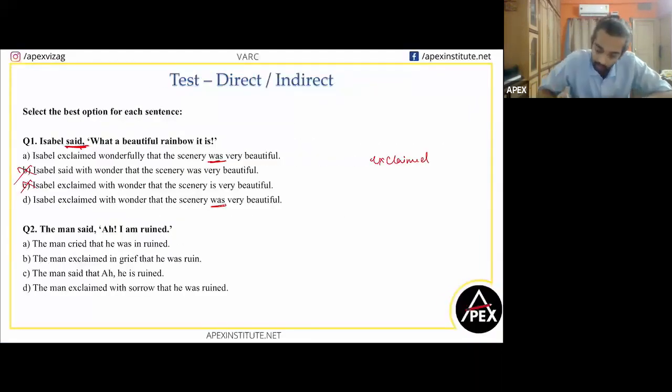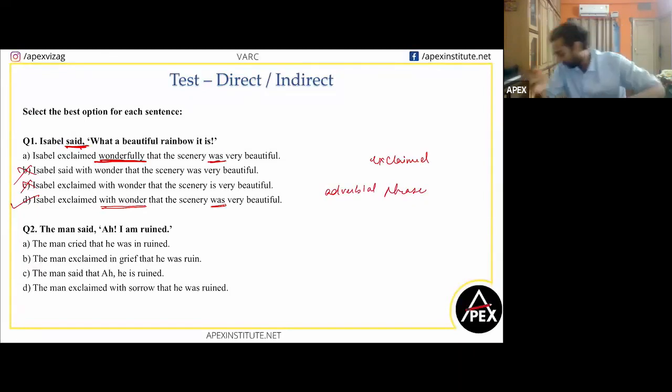So these 2 options are gone and A and C are left. Correct? Now over here you look, exclaimed wonderfully. I am using an adverb here, right? I am not supposed to be using an adverb. Instead of that, I'm supposed to be using an adverbial phrase. So my right answer will be D. So an adverbial phrase is supposed to be used.